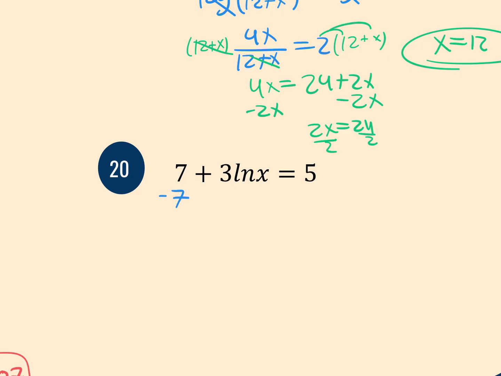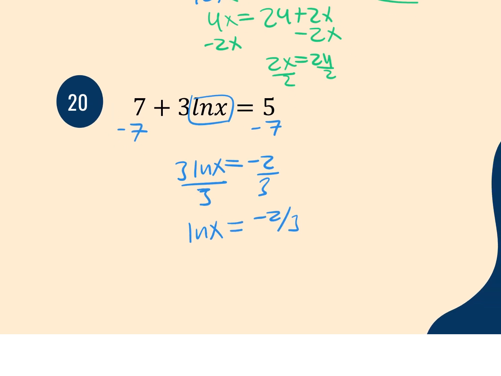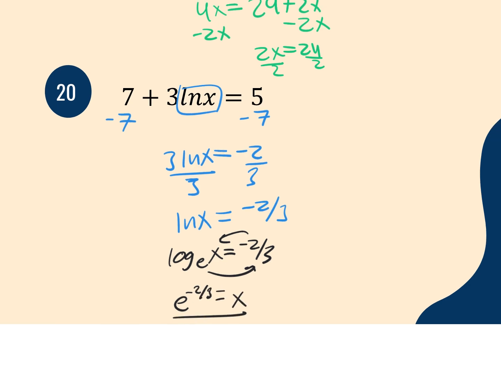All right, and then we can try the exact same thing with the next one. So again, get the ln by itself. So let's subtract 7 on both sides. We get 3 ln of x equals negative 2. Divide by 3, and then we get ln of x equals negative 2/3. And then once again, you would change this to a log base e, so that way you could convert it to exponential. So then this is e to the negative 2/3 equals x.